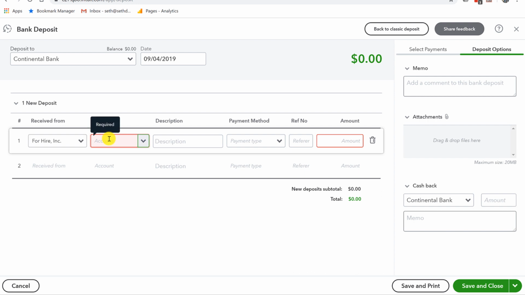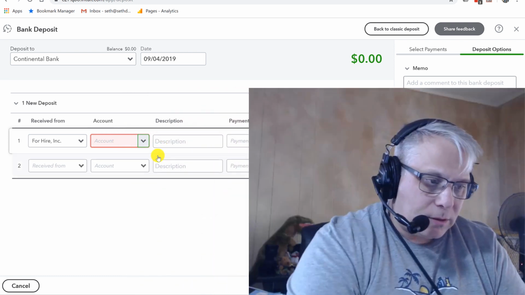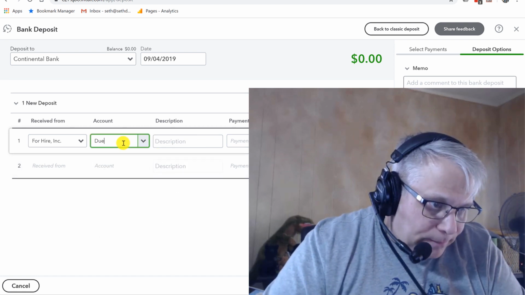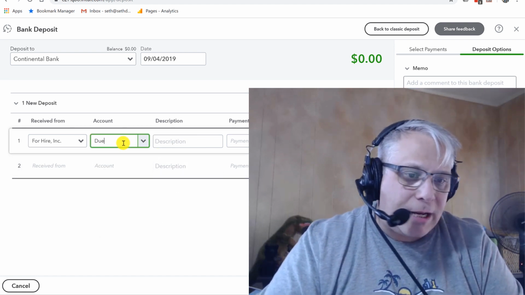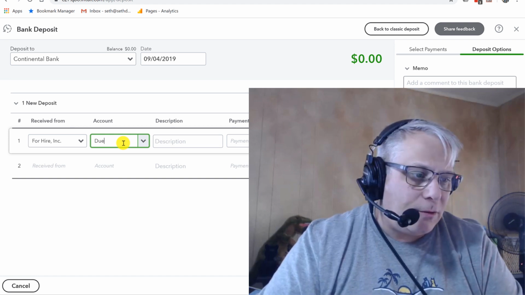Just because right now For Hire Inc. is loaning money to OnTarget Inc., the direction of the money could flip the other way. One day OnTarget could pay back the $100,000 and then loan $200,000 back to For Hire Inc. So don't assume it's always going to be the same. And that's why I do these due to/from accounts with very generic language.